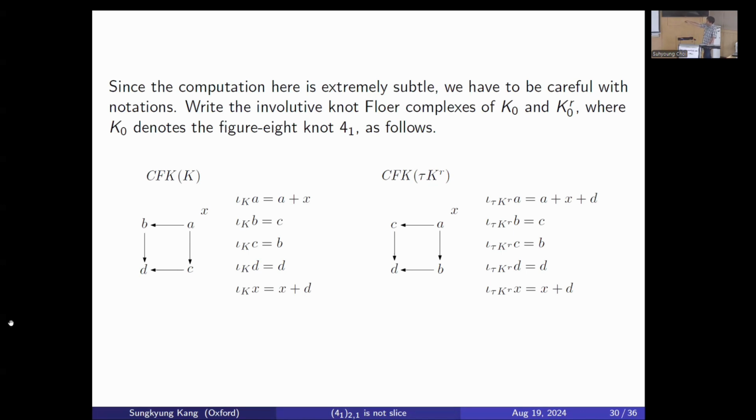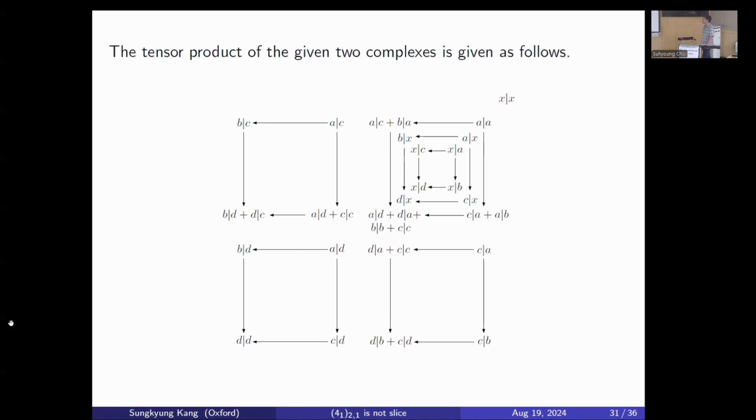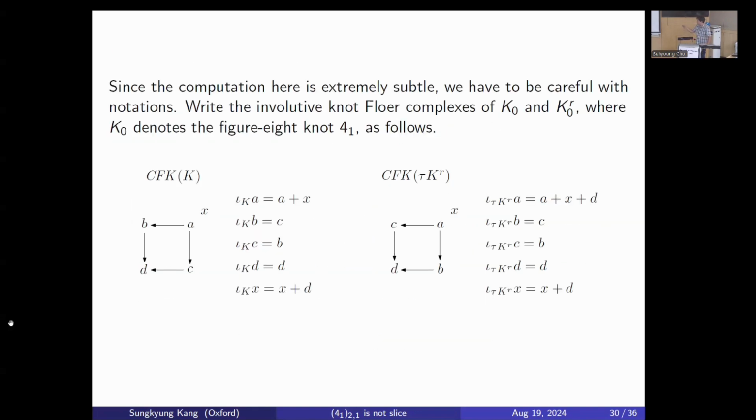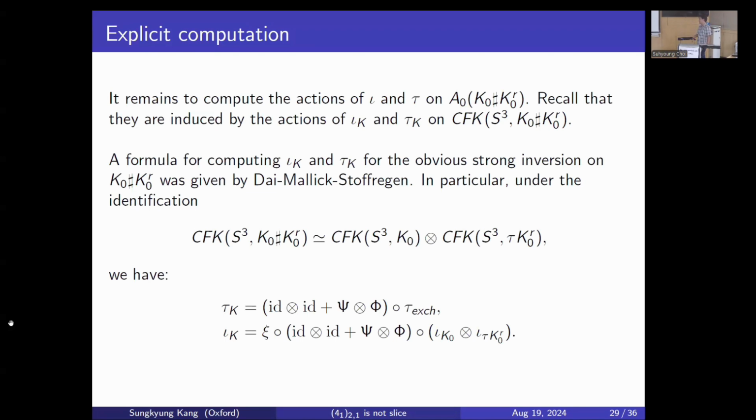For this one copy, we take this complex where the iota action is given by a to a plus x and x to x plus v. And here we have to take it a bit differently. In particular, we're reversing its orientation. So a becomes a plus x plus d and x is x plus d. Then we take the tensor product. It looks like that. You have several squares and you have a free summand. And then you apply this formula to compute iota_K and tau_K on the connected sum.